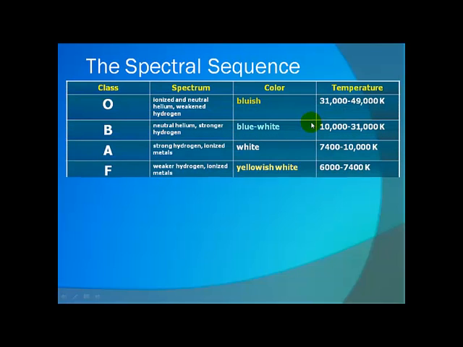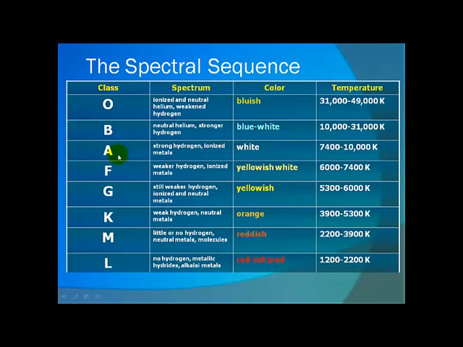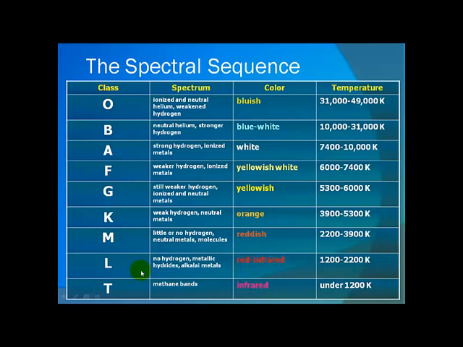Here is a summary table: O, B, A, F, G, K, M. These last two we don't need to worry about. You do need to be familiar with this table. You do need to know that an O is a very hot blue star. You need to know that B is a fairly hot, because 30 to 31,000 Kelvin is very hot, blue star.